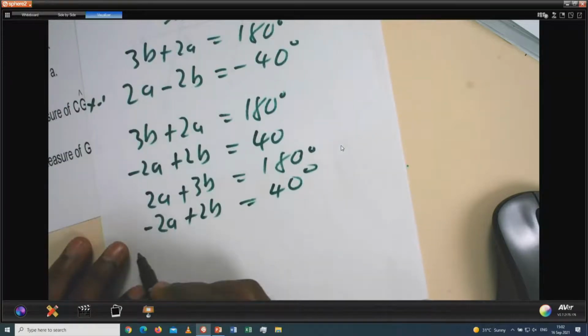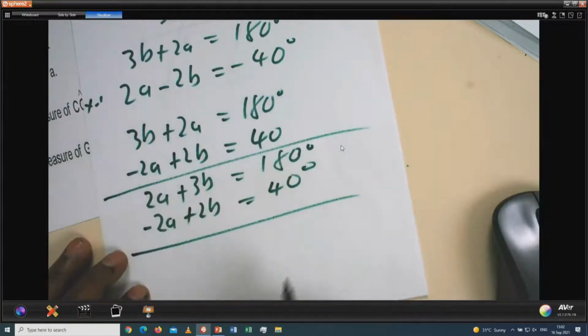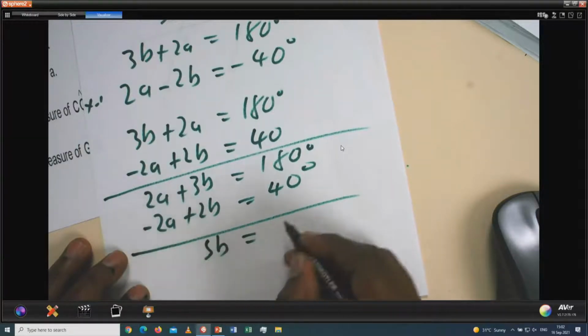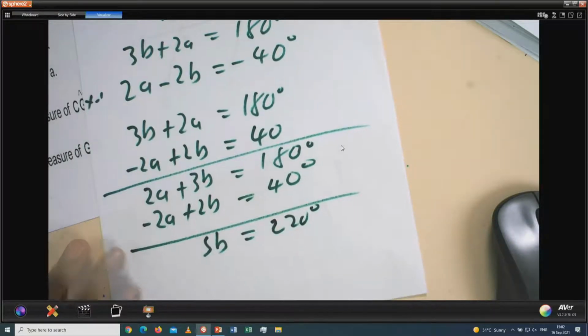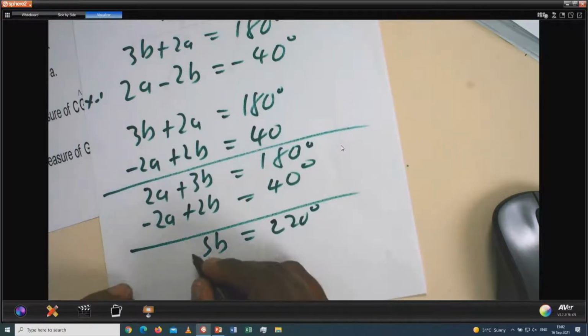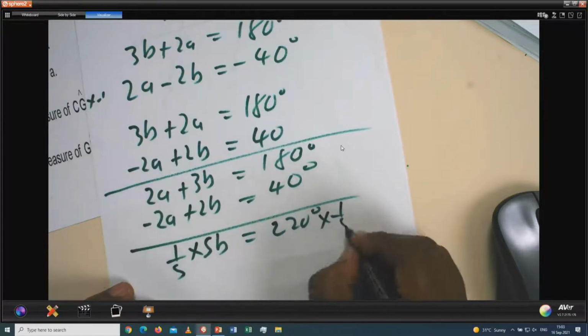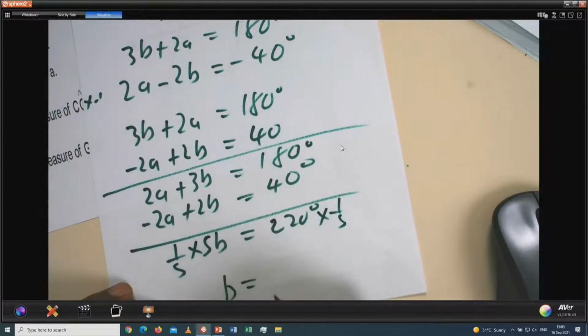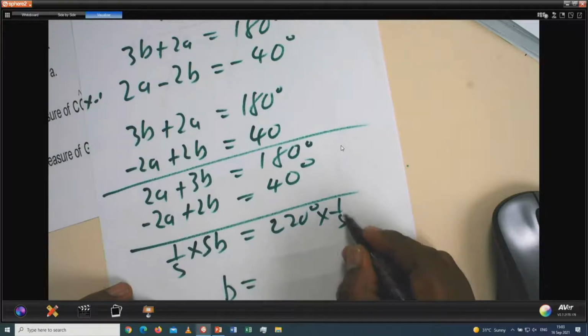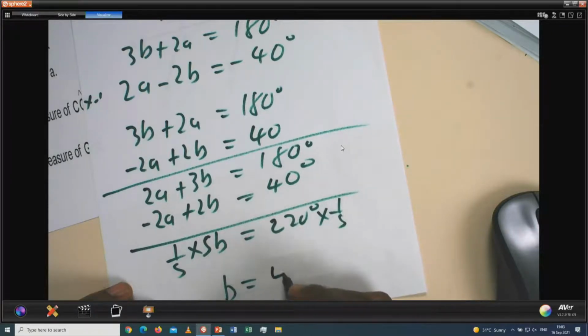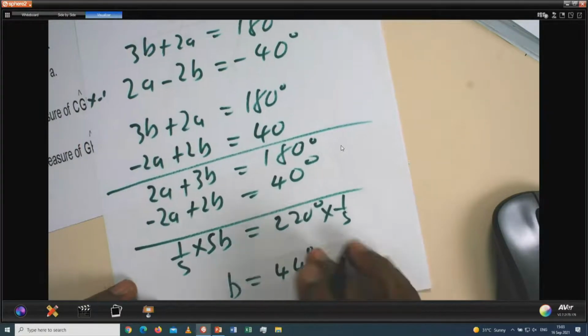Then you add them. This and this will give you 0. This will be 5b, and then this will be 220 degrees. I'm looking for b, therefore I'll multiply both sides by 1 over 5. Therefore, your b will be 5 into 22, 4 times, 20, another 4. That will be your b.